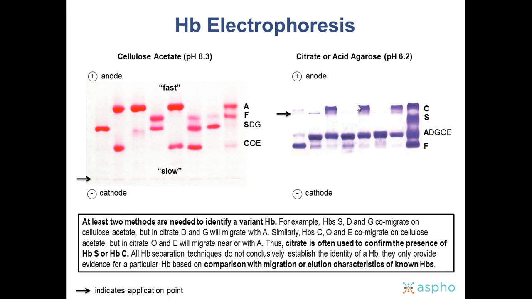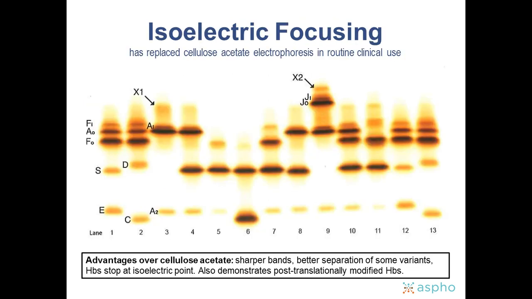For example, in citrate electrophoresis, D and G migrate in the A position. So really, you need to do at least two methods of electrophoresis to identify a variant hemoglobin. Citrate is usually used to confirm the presence of S or C, but you're really not identifying the hemoglobin, you're just comparing it to the migration of a known hemoglobin, right? So you don't really know what's in that band, you're just comparing the migrations.